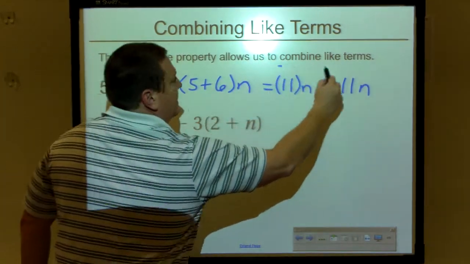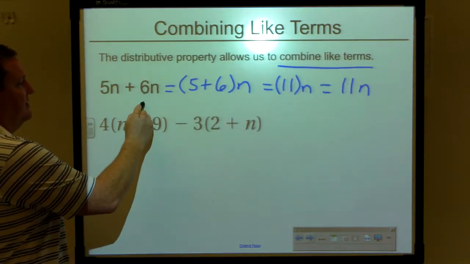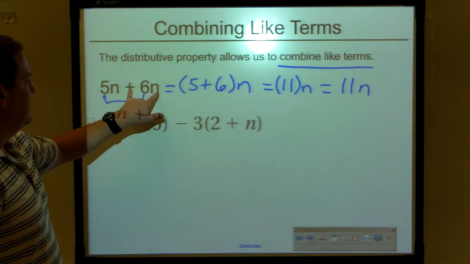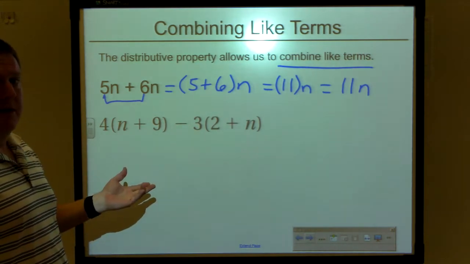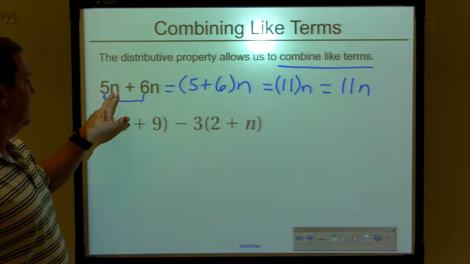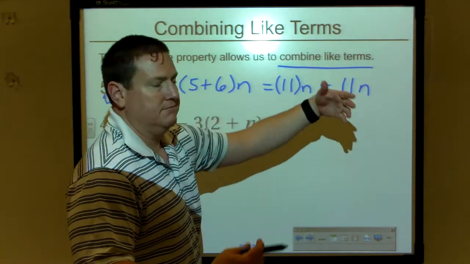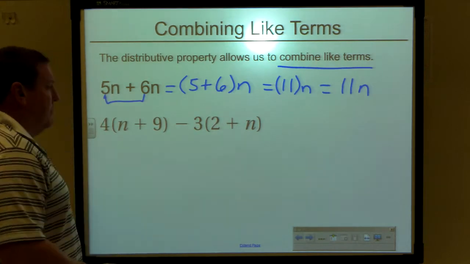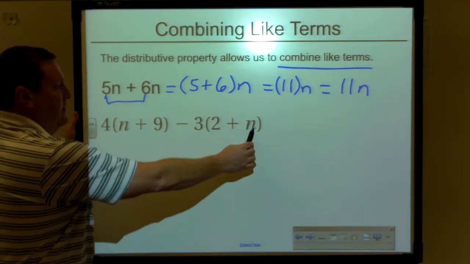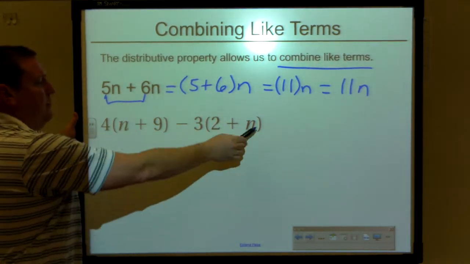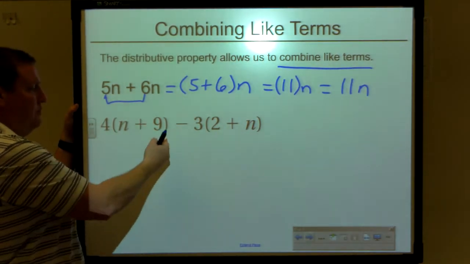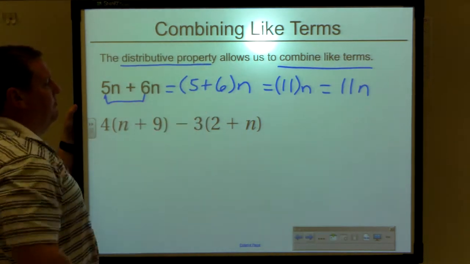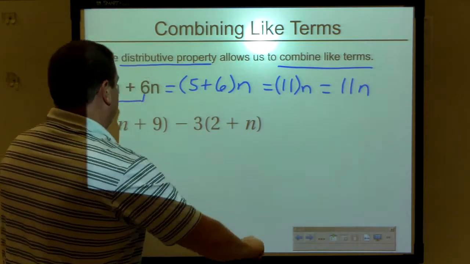So when you combine the like terms, all you're really doing is calculations on the coefficients. The variables themselves don't just disappear. So it's 5 plus 6, and the n was on the outside and comes along for the ride. Okay, so we're going to do that here, combining like terms. But before we can do that, you'll notice that I have an n here and an n here inside of parentheses, and we can't combine things that are inside parentheses until I get rid of the parentheses. One of the ways we get rid of the parentheses is to use the distributive property. Okay, so we're going to use the distributive property.